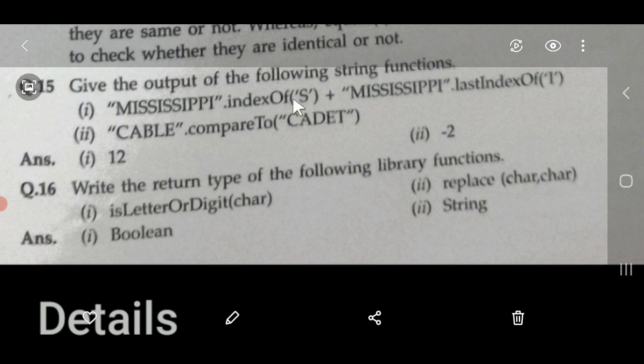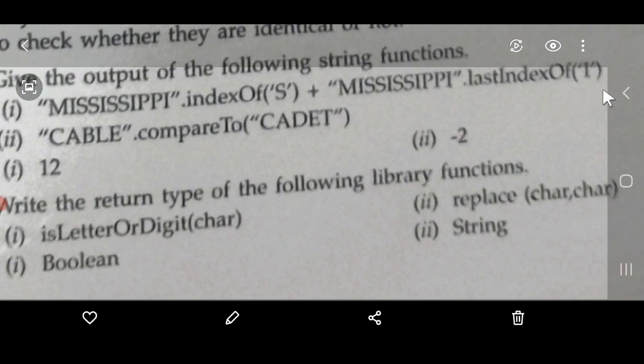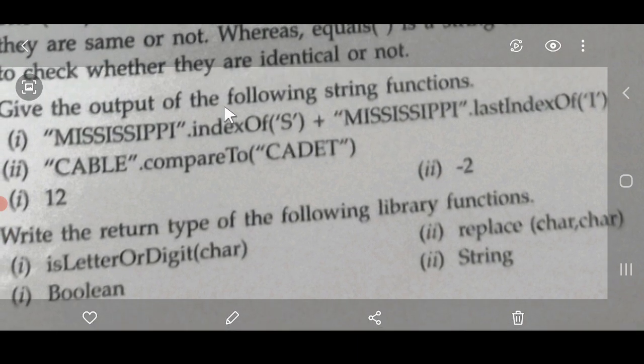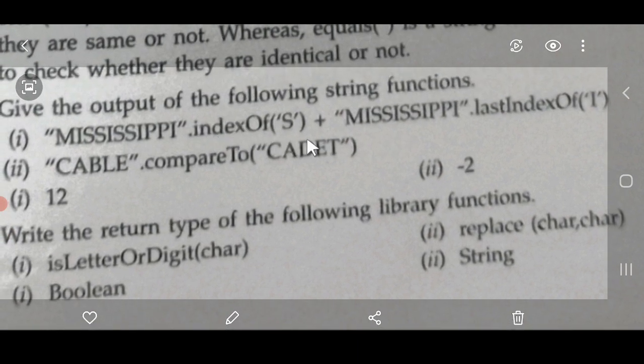Okay, after that, "Mississippi".indexOf('S'). So indexOf means the first occurrence of the character S, so 0 1 2 2 will be there. Then "Mississippi".lastIndexOf('I'). So let's count it: 0 1 2 3 4 5 6 7 8 9 10. So it will be 10. So here index of S is 2, and this is 10, plus 2 is 12.